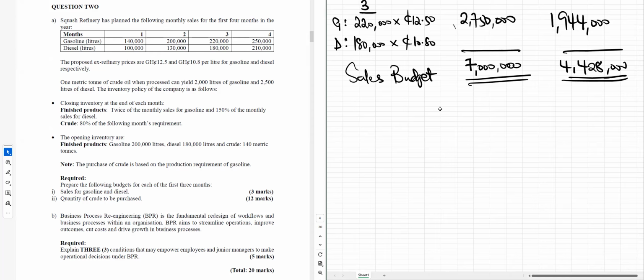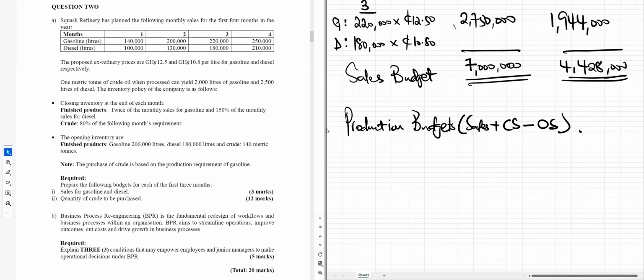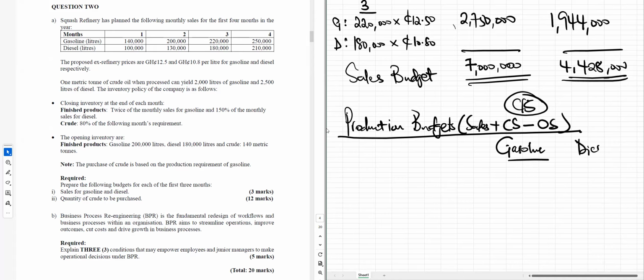Now, how do we get the production budget? For production budget, we always take the sales units, then we add our closing stock, less our opening stock, or change in stock, depending on the question. So in that case, we need the production budget. Let me put gasoline here and diesel here.